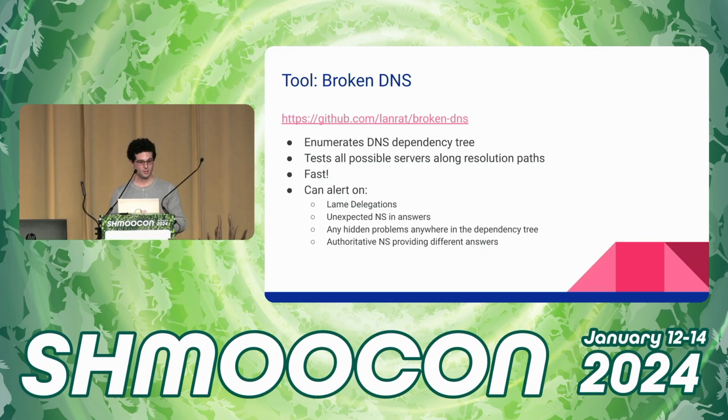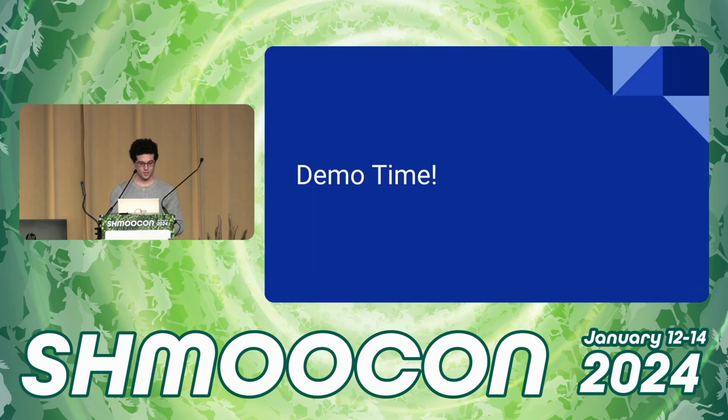It can find lame delegations, unexpected names, and answers in name servers. You can identify other hidden problems, of which I'll show a few examples, and also authoritative name servers providing different responses. There are 2 different authoritative name servers, or claiming to be authoritative, showing different responses. So now I will try to show a quick demo of this.